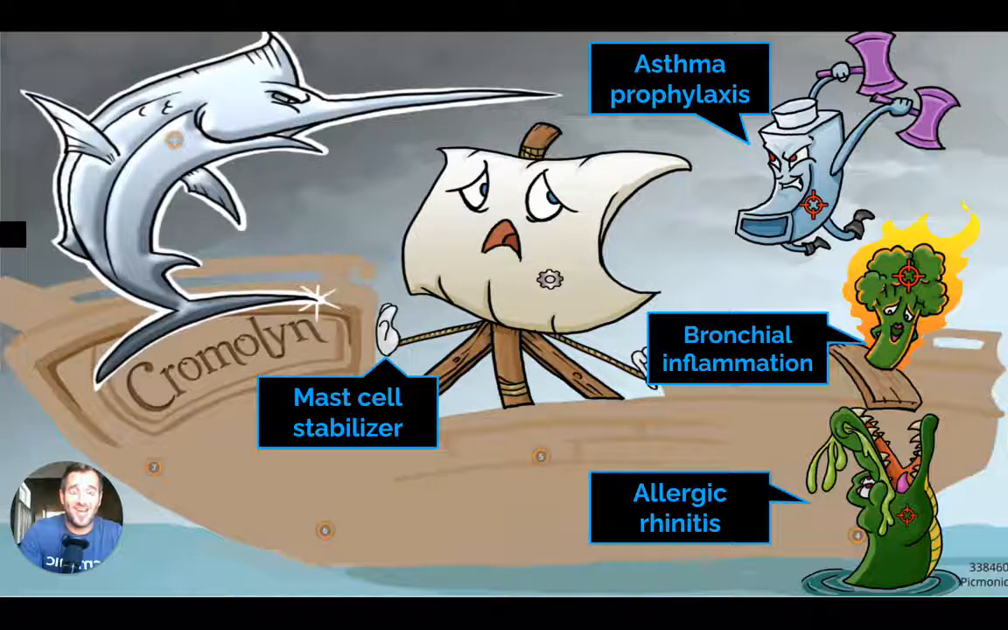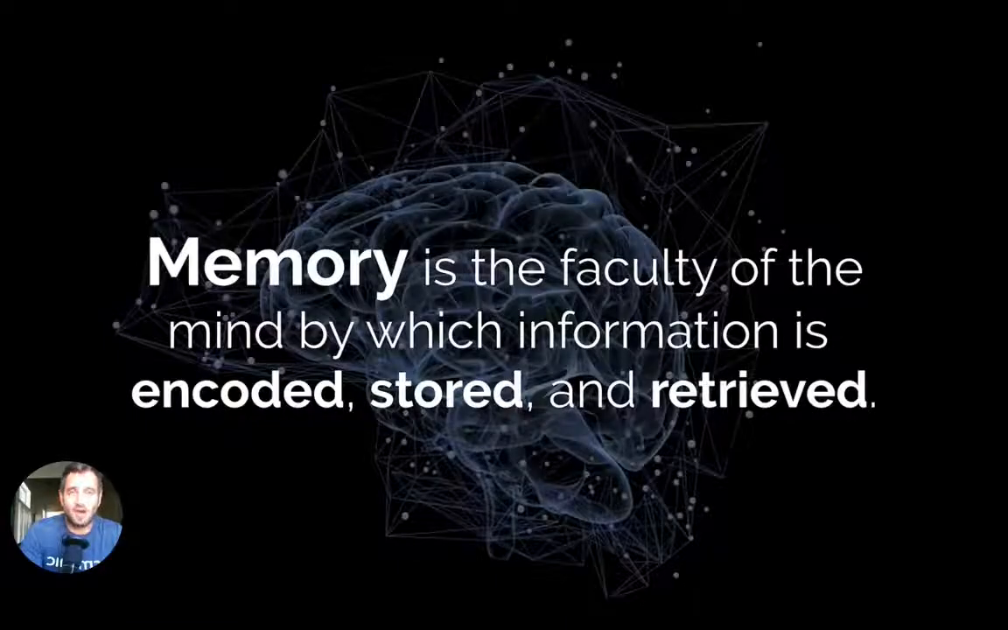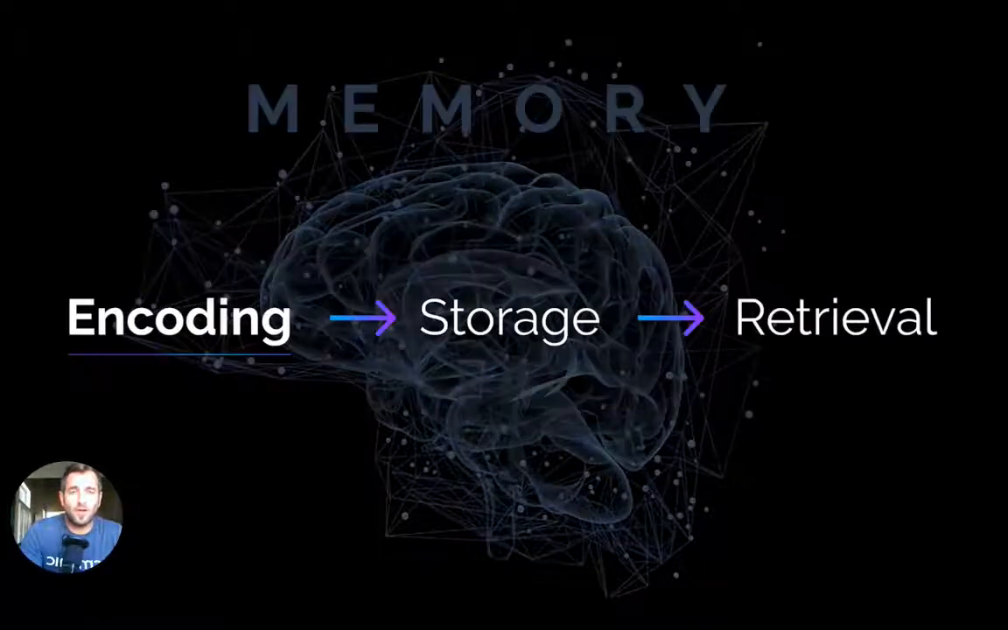All right, now I know you might be asking yourself, is this real life? Well, the reality is it is. So let's talk a little bit about memory and the science of it all. Memory is the faculty of the mind by which information is encoded, stored, and retrieved. Okay? Three parts of the memory process that we're going to talk about. First, we're going to start with encoding.